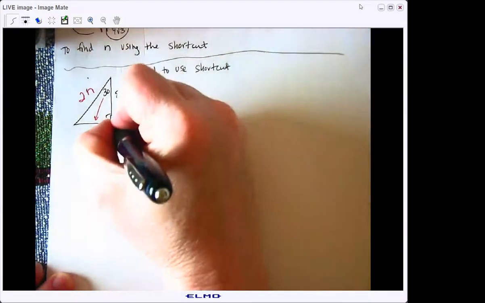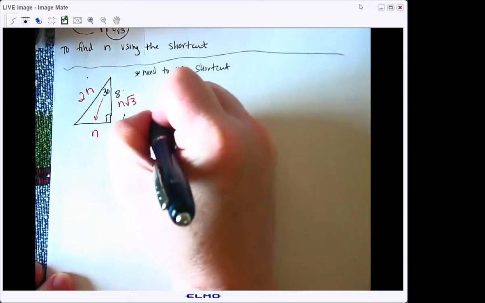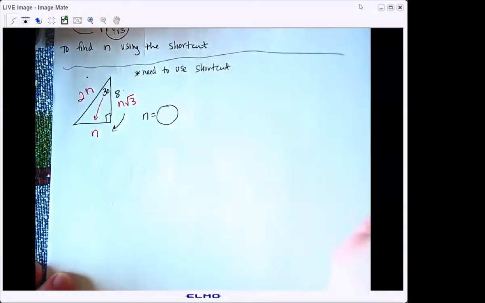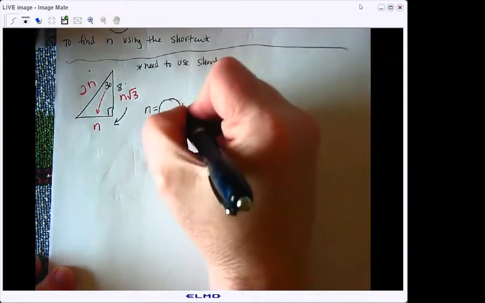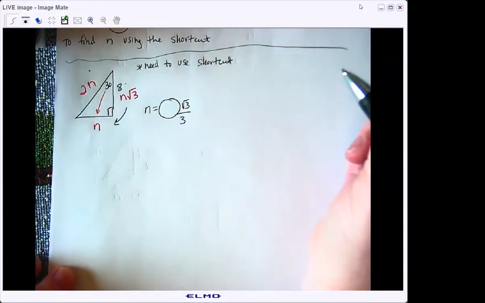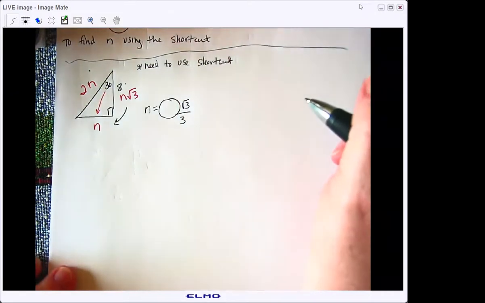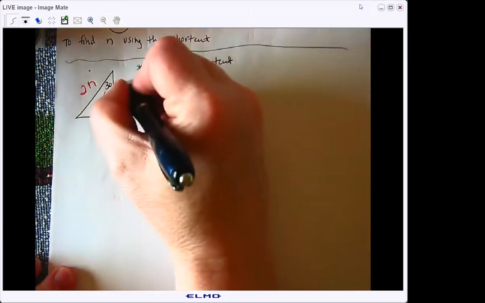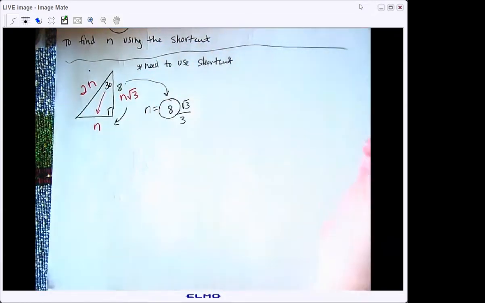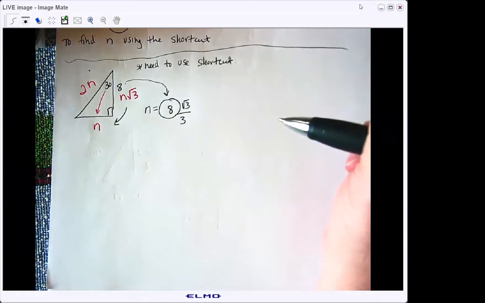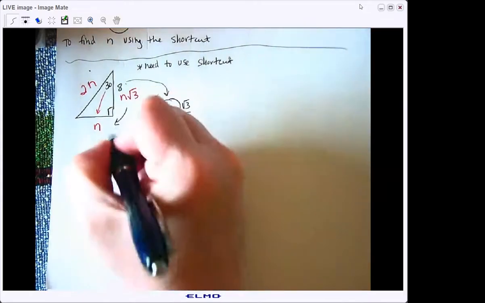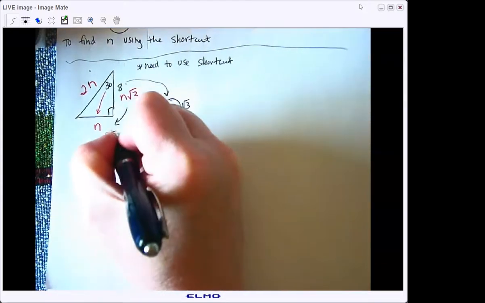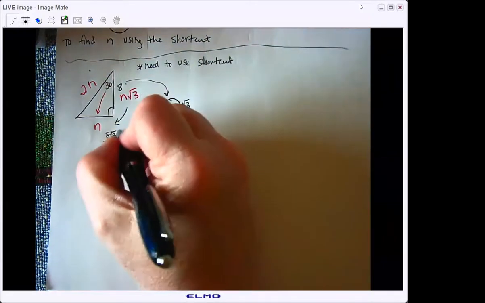Remember, how do we find n? N is equal to whatever number that is, but with root 3 over 3 next to it. So what number goes in my circle? 8. Okay, so I put an 8 right there. Does 8 divide by 3 evenly? No. So this n is going to be 8 root 3 over 3. That's n.